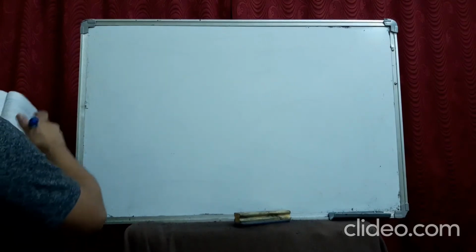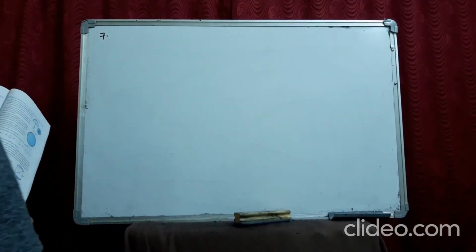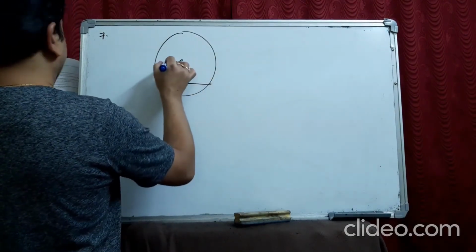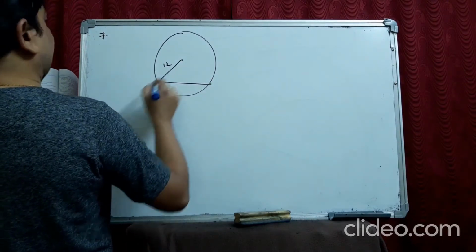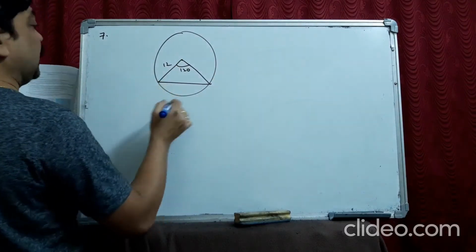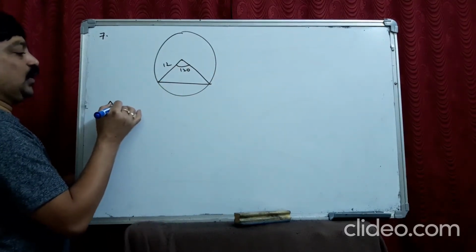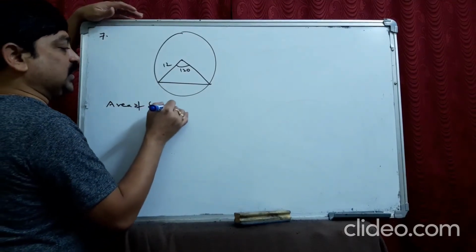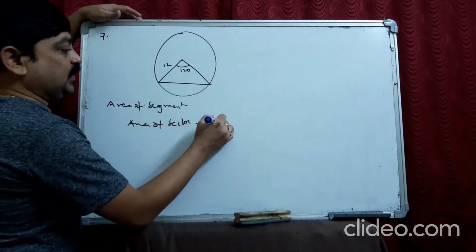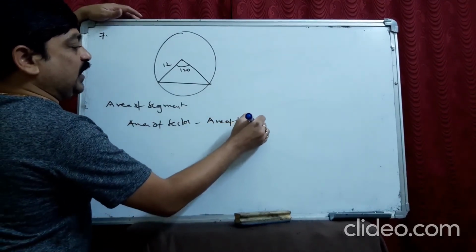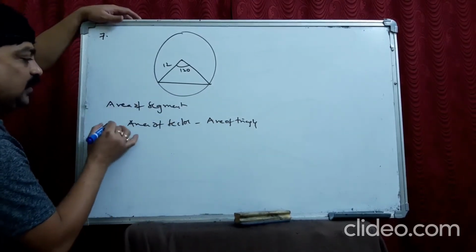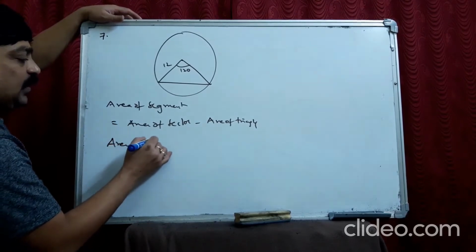See the 7th question. A chord of a circle of radius 12 subtends an angle of 120 degrees. Find the area of the corresponding segment. To find the area of the segment, as usual, area of the sector minus area of the triangle. So let us find the area of the triangle first. Because it is 120, we should be a little careful to find the area of the triangle.